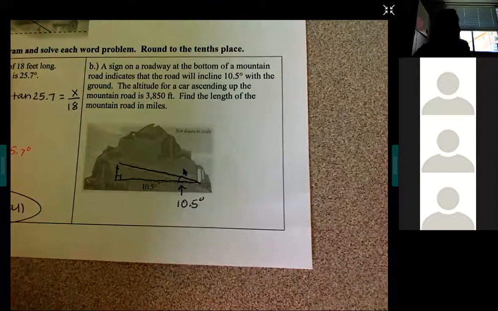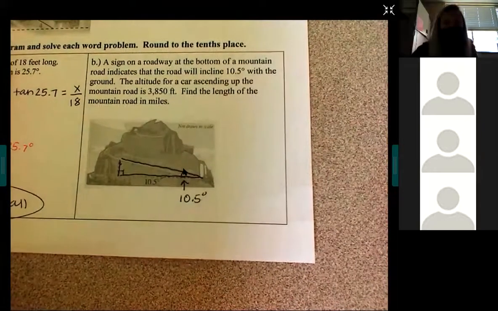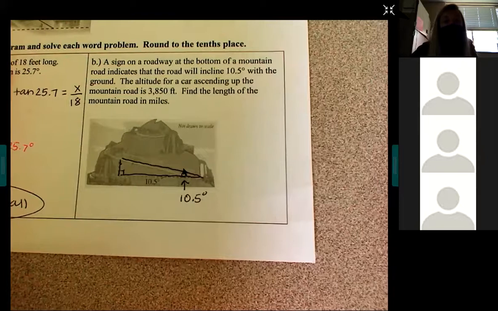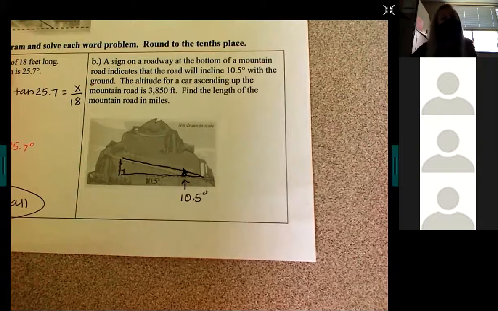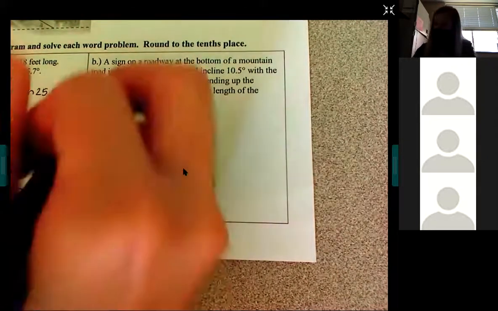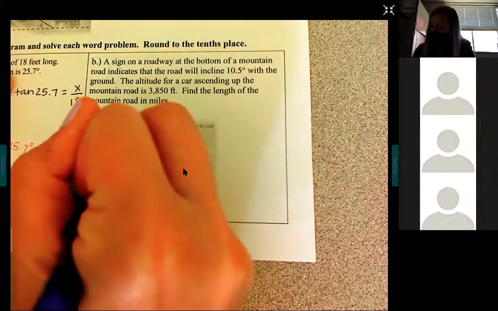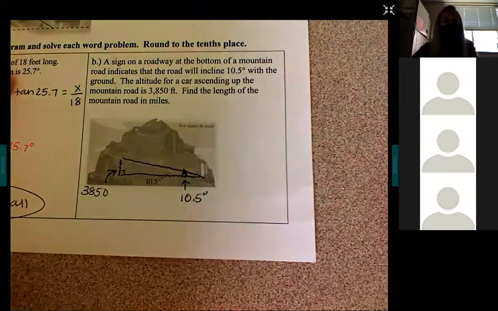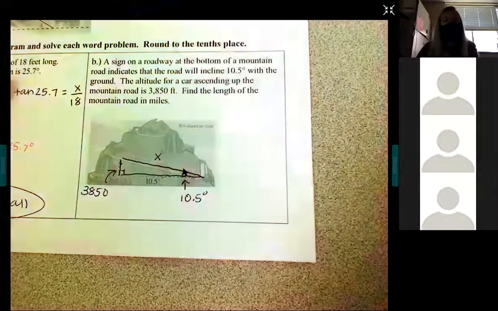Y'all good with that? Okay, so then it says the altitude for a car ascending up the mountain is 3,850 feet. What does altitude mean? The height. So which part of the triangle represents the height? The left side. Very good. So this left side is 3,850. It wants the length of the road. Is that the bottom or the hypotenuse? Hypotenuse. Very good. So this piece right here.